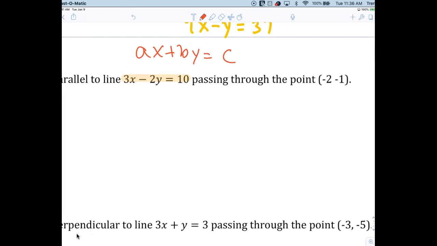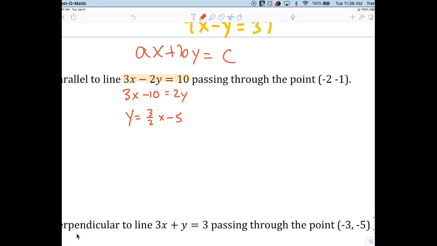Drew, what are we going to do? We're going to move this 3y over. So we're going to have 3x minus 10 equals 2y. Do you agree with that? And then you're going to divide by 2. That's correct. So y is equal to 3 over 2 x minus 5. Is everybody happy with that explanation? So far, so good, right?